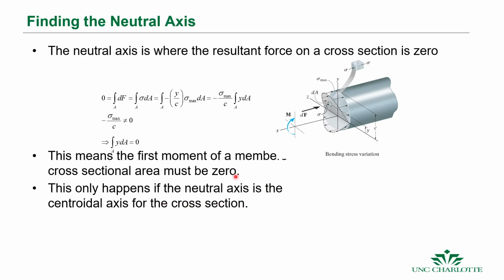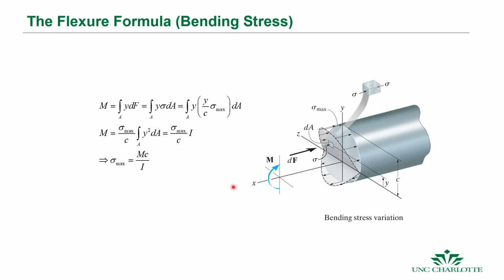So we can find the centroidal axis for the cross-section, assuming we have uniform material properties for that cross-section. So if you don't have a shape that you can look up, you can still find that centroidal cross-section and use it as your neutral axis.